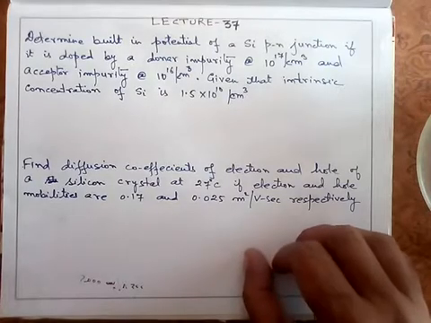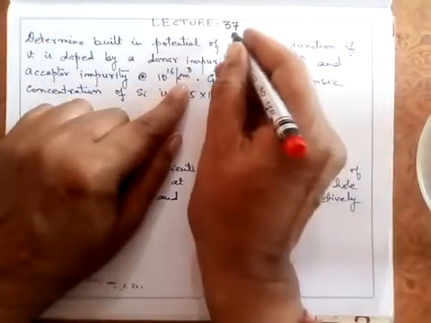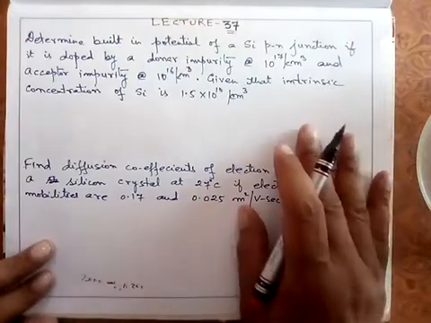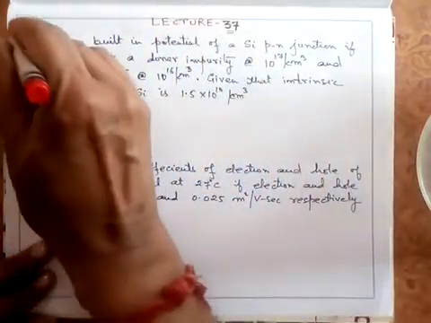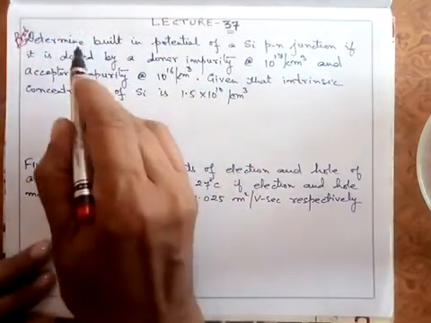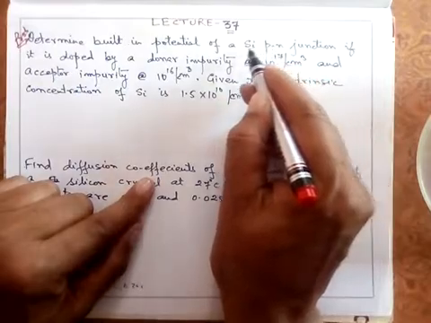So this is the 37th lecture of this course, and today I'll discuss some very basic problems with you. So first problem is this. What's the problem? It says determine the built-in potential of a silicon PN junction diode.